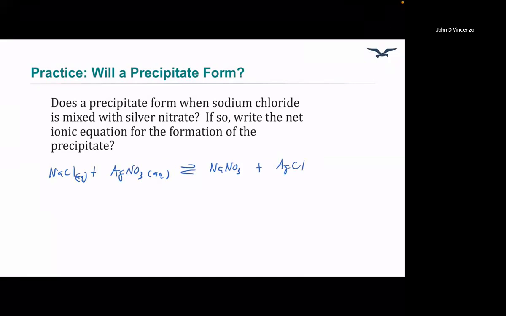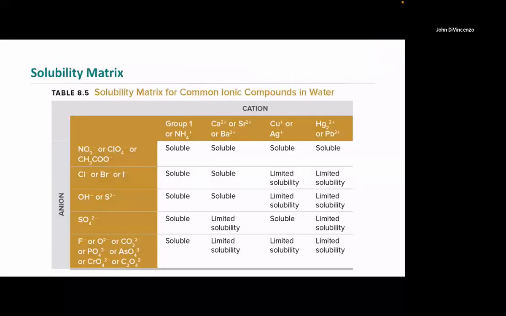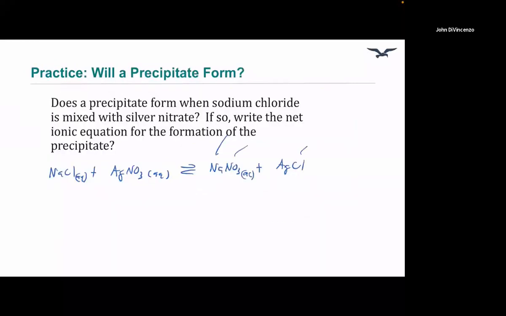And then you basically look at your solubility guidelines. You know right off the bat, all group 1 metals are soluble and also all nitrates are soluble. So that's going to be aqueous. And you say, oh, chlorides are pretty much soluble, but one of the exceptions is silver. Right? So that's your solid precipitate.